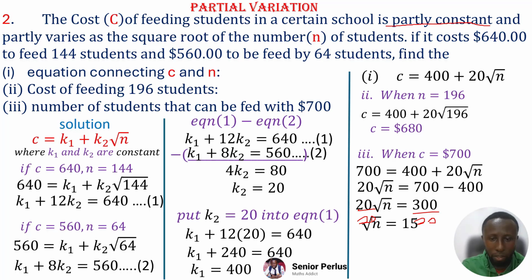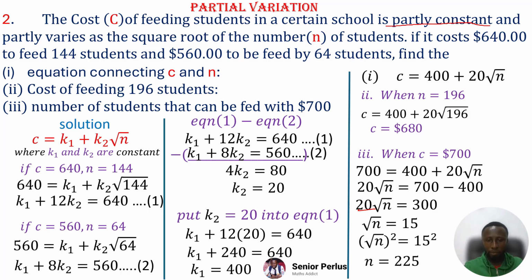93.15. Then you want to find N, so you have to square both sides because of the root sign in there. Therefore, your N is this. Very simple. So that's how you solve for partial variation. You see, it's very easy, by getting this equation, this mathematical expression, that's the problem.